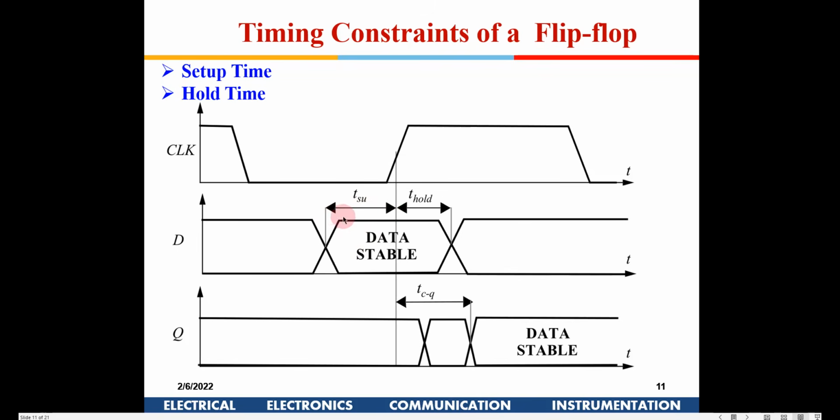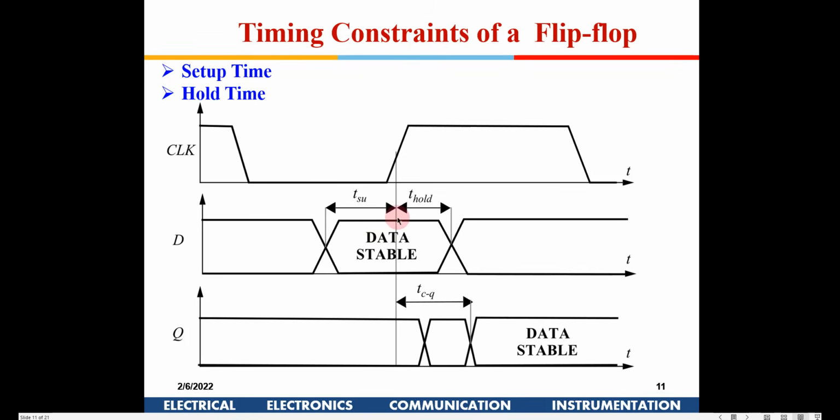If the data changes somewhere in between here, then the correct data may not be captured by the flip-flop. We have also seen the reason why this happens when we learned the transistor level implementation of the flip-flop.